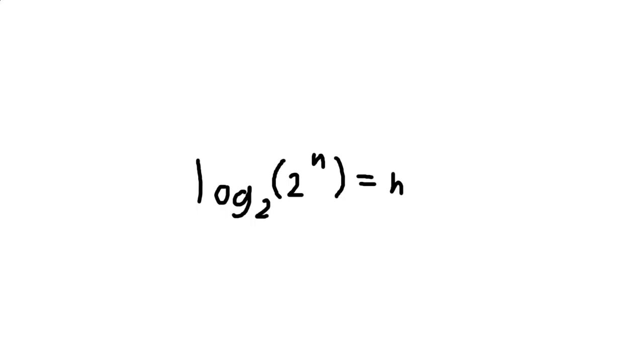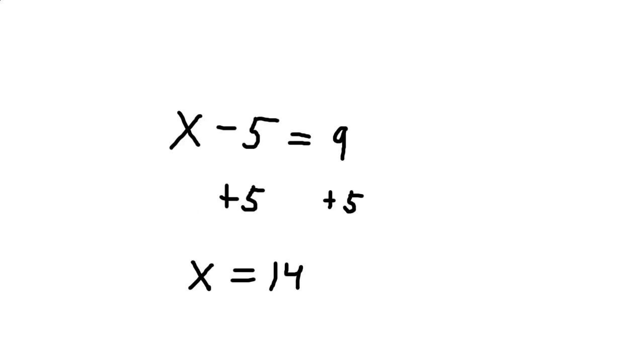There are also inverse functions, which are obtained by taking a set of operations and performing their inverse operations in reverse order. This is the reason why when we have an equation like x minus 5 equals 9, we add 5 to both sides of the equation, the inverse of subtracting 5.